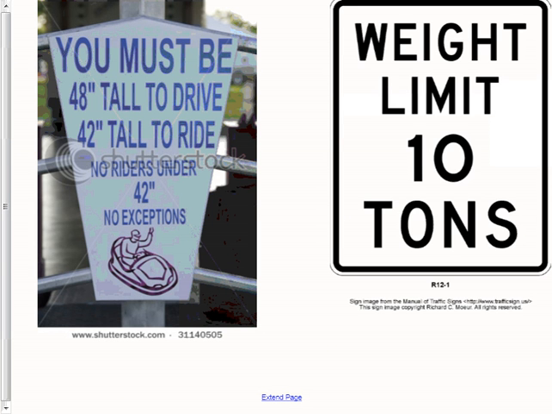For example, if we see something that says you must be 48 inches tall to drive, 42 inches tall to ride, no riders under 42 inches, no exceptions. So we could come up with actually a lot of inequalities for this one. We could come up with your height to drive. It says you must be 48 inches tall to drive, so that means you could be exactly 48 inches, and you could be greater than 48 inches.